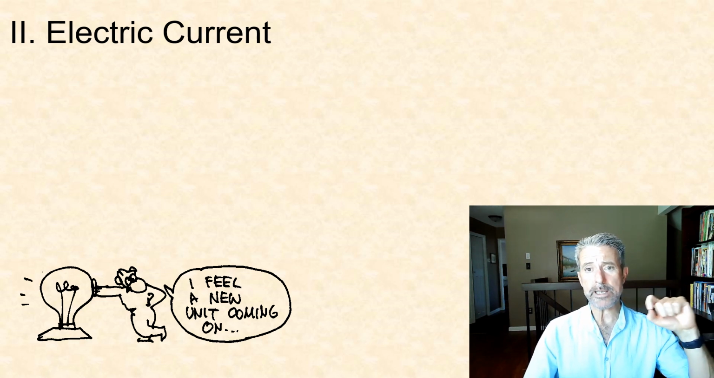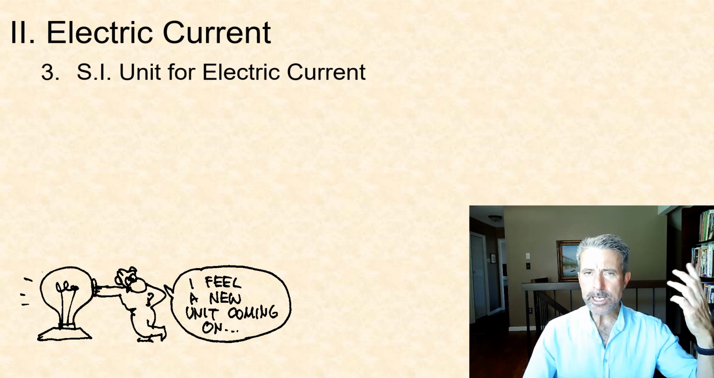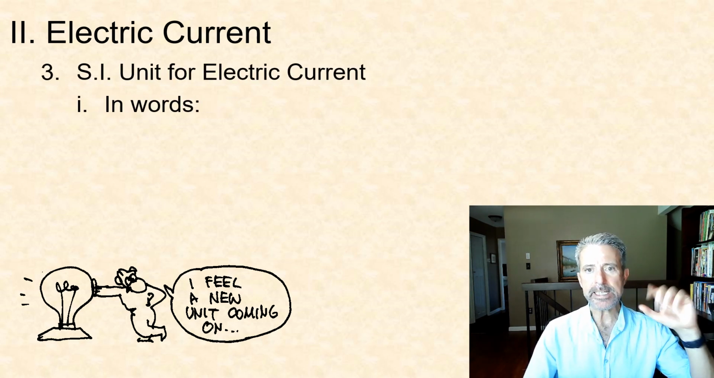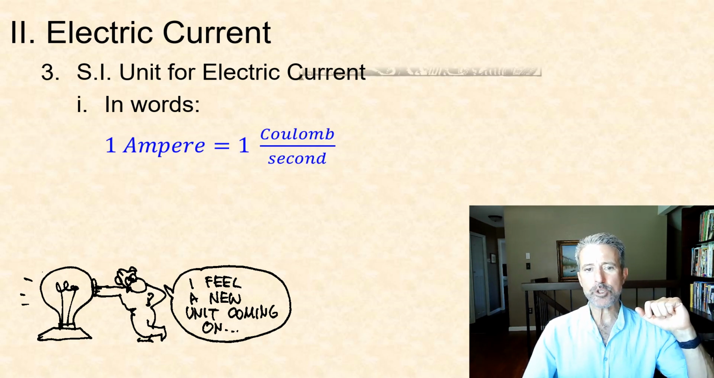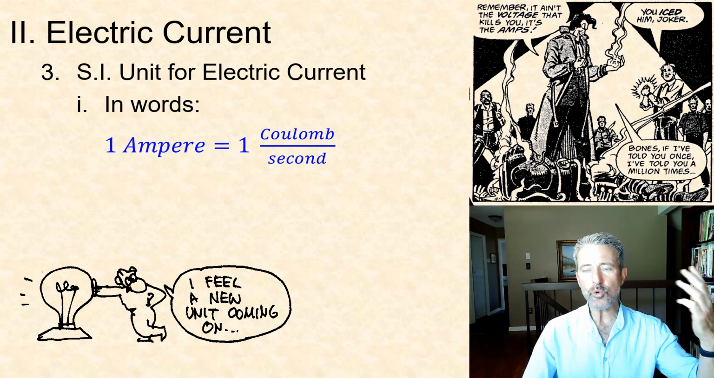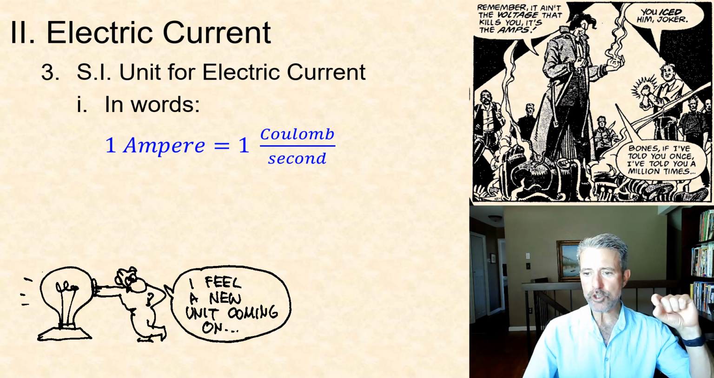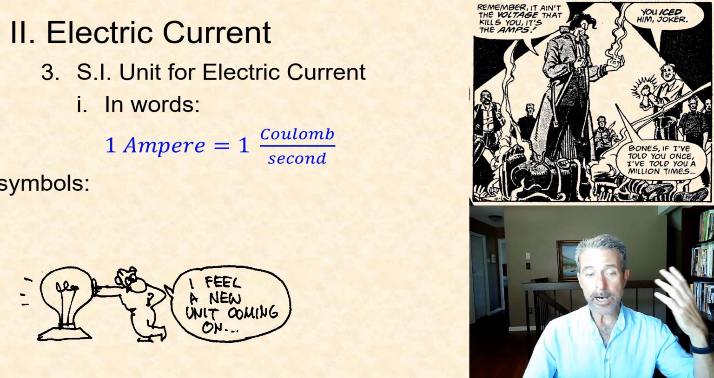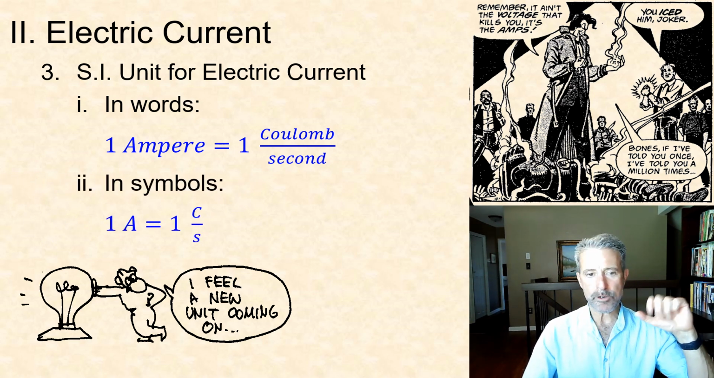So it should be no surprise that with a new physical quantity comes a new unit. The SI unit used to measure electric current is the ampere, sometimes called an amp for short. And 1 ampere is defined to be 1 coulomb per second. That is 1 coulomb of charge flowing past a given cross section per second. Symbolically, we can write the ampere with a capital A, coulomb is represented with a capital C and second with an S. So 1 ampere is 1 coulomb per second.